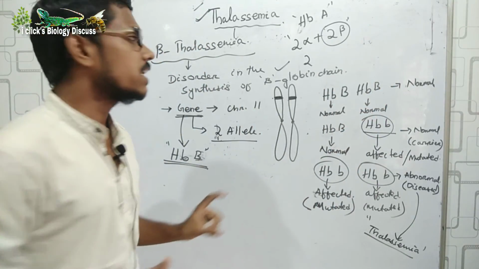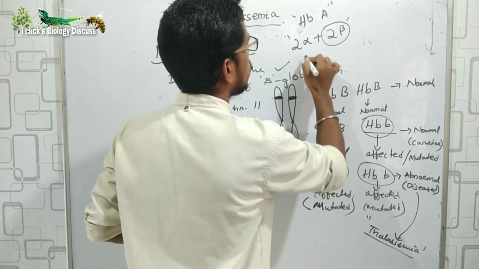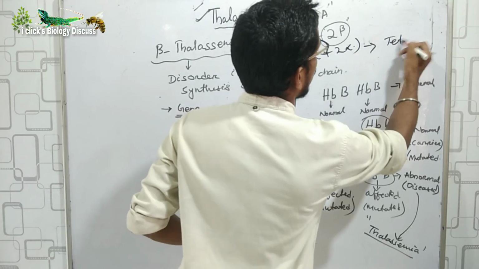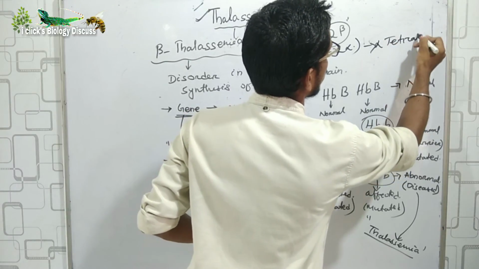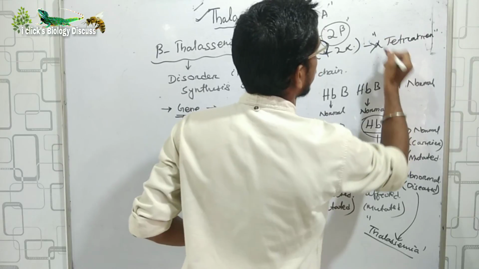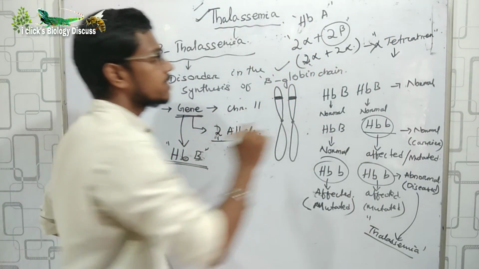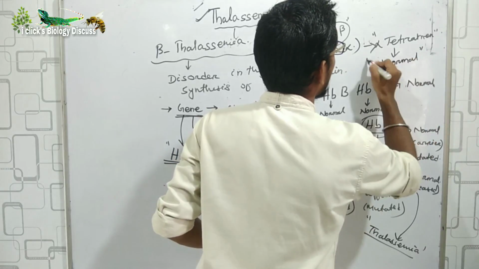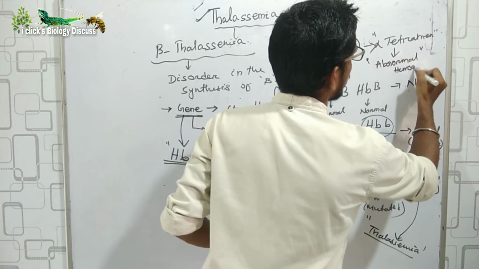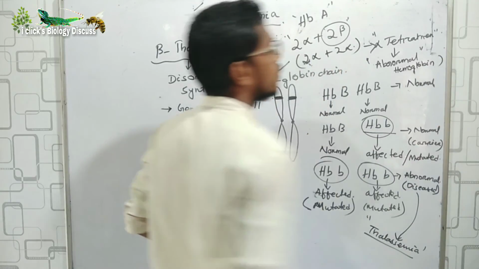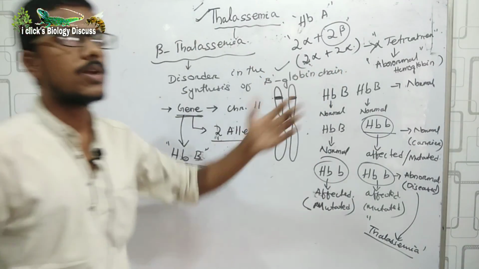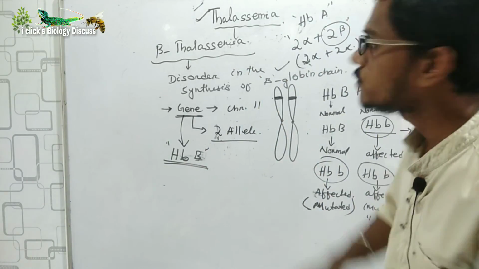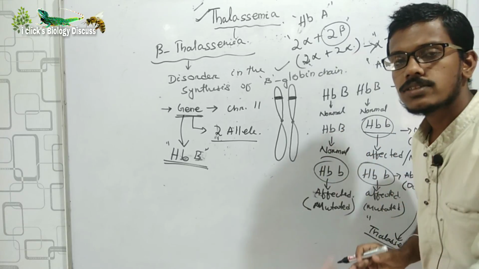The alpha globin chain will form a tetramer, 2 alpha globin, 2 alpha globin. It will form an alpha tetramer of hemoglobin, and that is an abnormal hemoglobin. It will not supply the oxygen to the different body parts. Then there will be a decrease in HbA type of hemoglobin in the body.